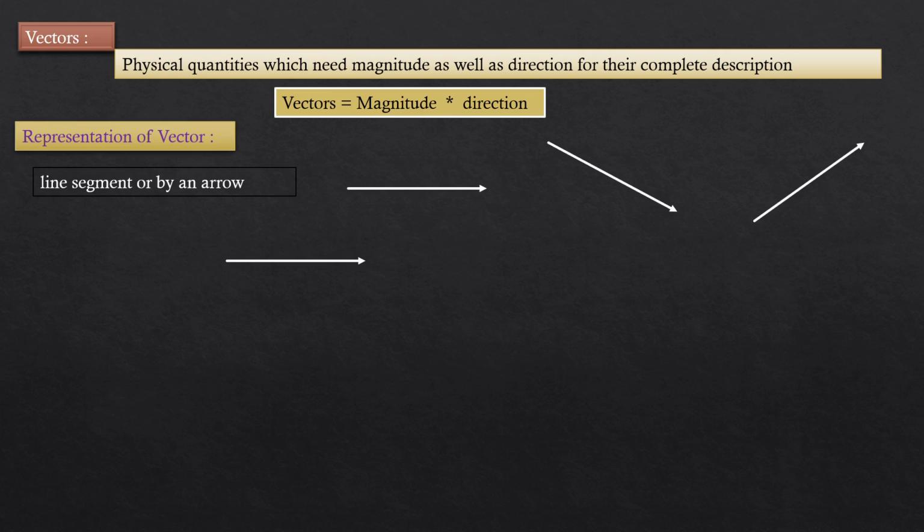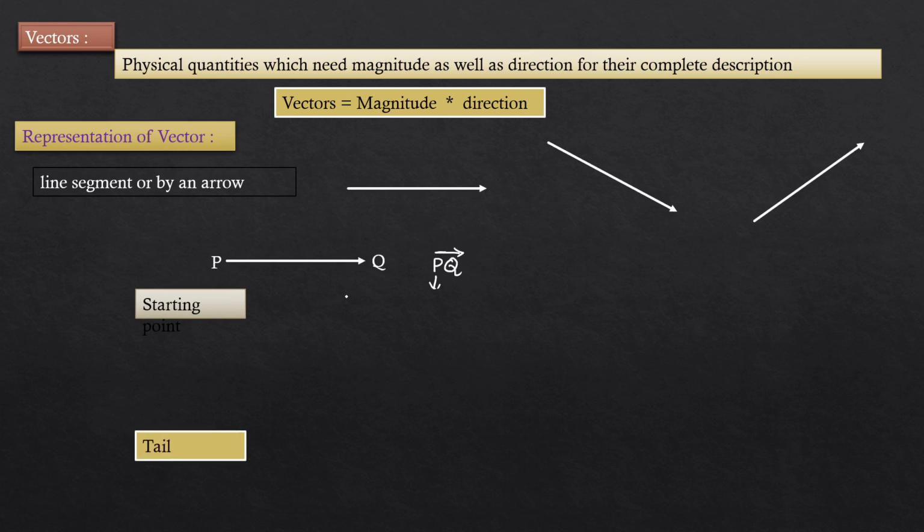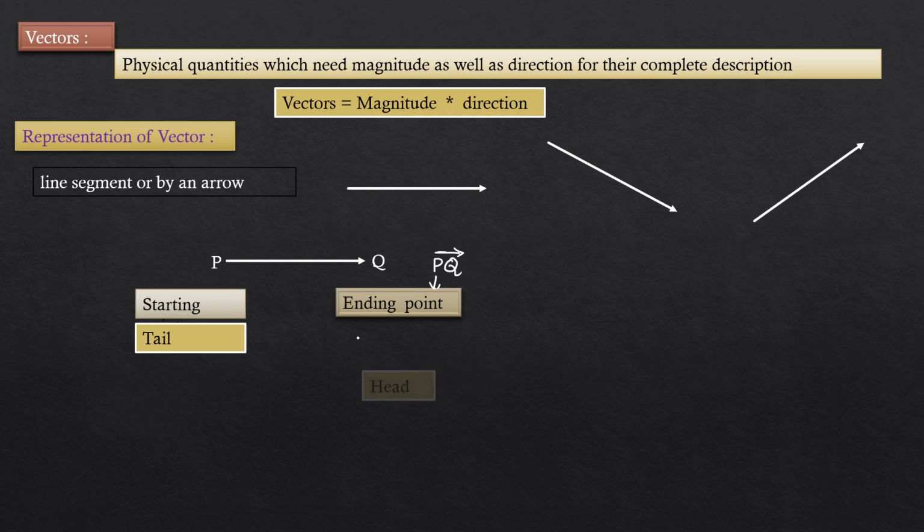How to write this vector? Suppose this is point P, this is point Q. So how to write this vector? This vector can be written like this, PQ bar. This is called the starting point, this is called the ending point. The starting point is called the tail, and the ending point is known as what? Your head.